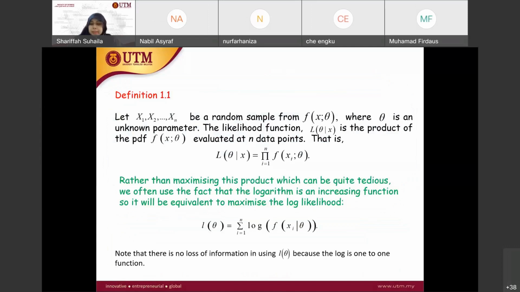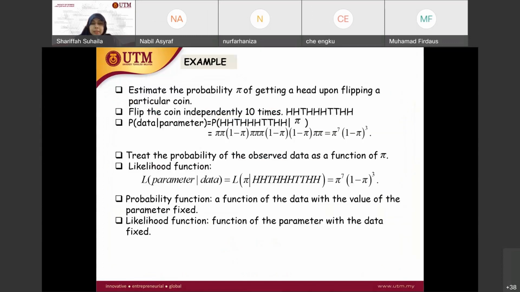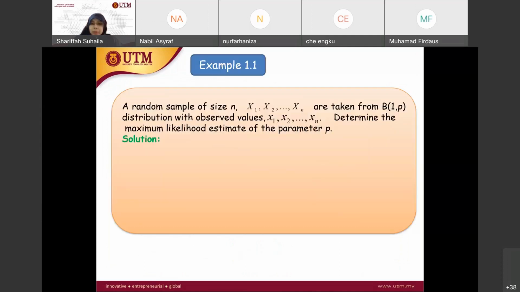We are still in chapter 1, on maximum likelihood estimation. The procedure is the same: we have to set up our likelihood function, which is the product of your f(xi; theta). It depends on whether you have parameter theta, parameter p, or parameter lambda. It depends on the distribution. Then we take the ln and differentiate with respect to that parameter.